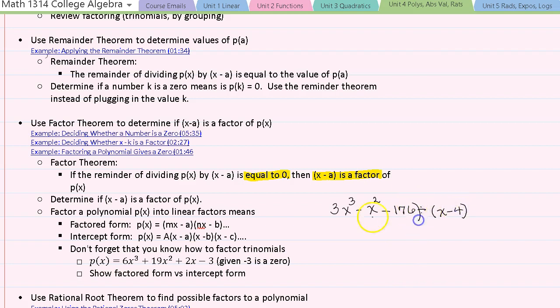This means we can write 3x cubed minus x squared minus 176 as the product of 3x squared plus 11x plus 44 times our divisor of x minus 4. Then we can use our knowledge of quadratics to see if we can factor the 3x squared plus 11x plus 44 to see if we can factor our polynomial even further.